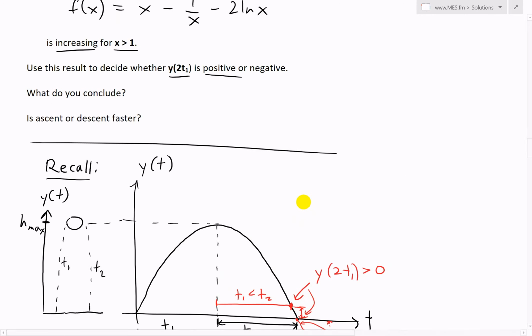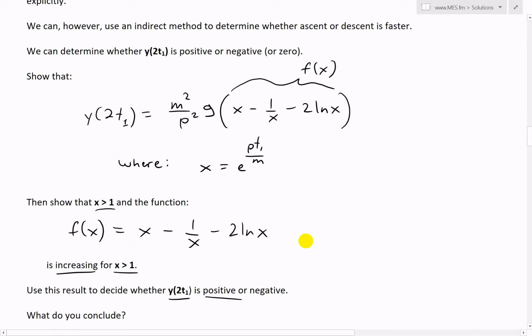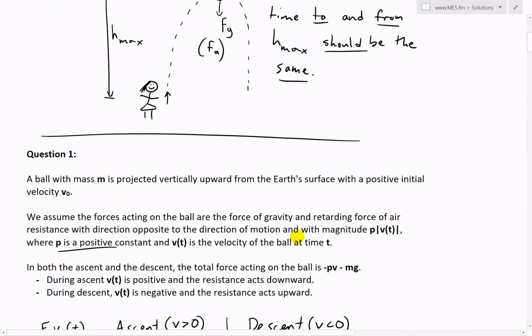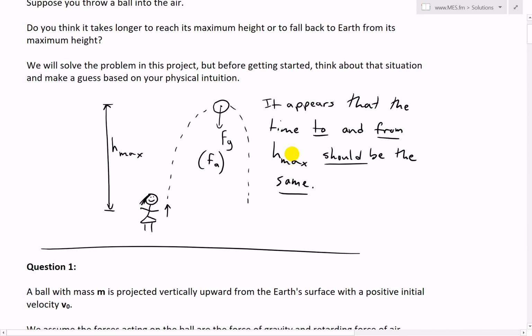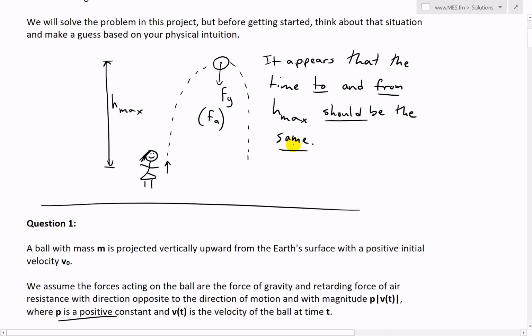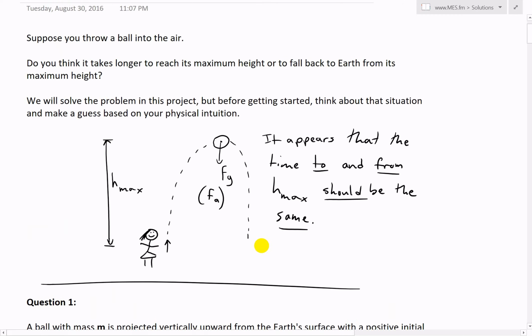Who would have thought that reaching the maximum height is faster? I always thought it was going to be exactly the same. I'm still not 100% sure why that is the case. This was my initial prediction: it should be the same, but it turns out it's faster to ascend than descend.